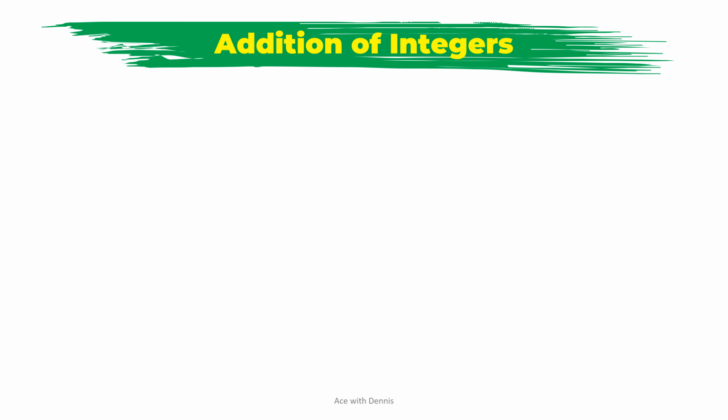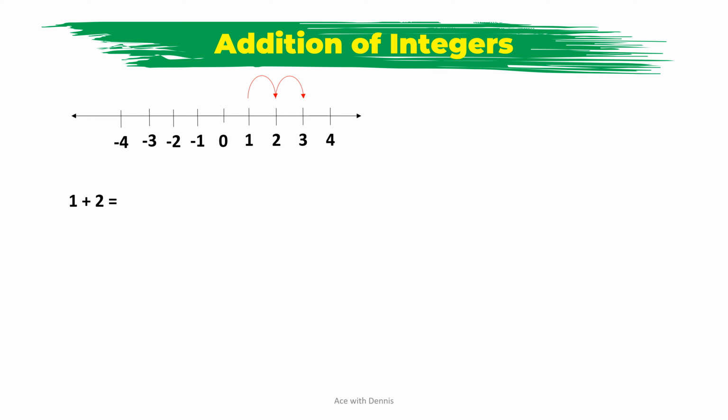Let's discuss the operation of addition of integers. We start with one simple example. What is the answer of 1 plus 2? To illustrate this operation, we can use this number line. We start at number 1 and we move 2 units to the right. So 1, move 1 unit and 2 units. It lands at 3. So the answer for 1 plus 2 equals 3.